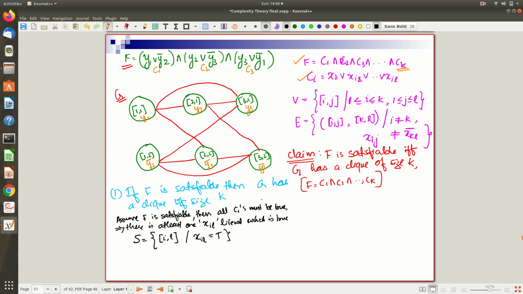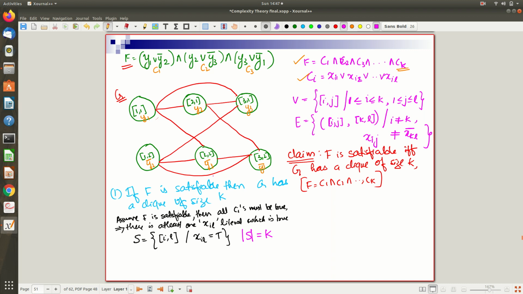Now can you tell me what about the cardinality of this particular set? The cardinality of the set S will be K, right? Because from every clause I am picking one literal. How many clauses are there? There are K clauses in general. We are talking about the general formula with K clauses. From every clause pick one literal and make this set, so the set is going to contain K elements.